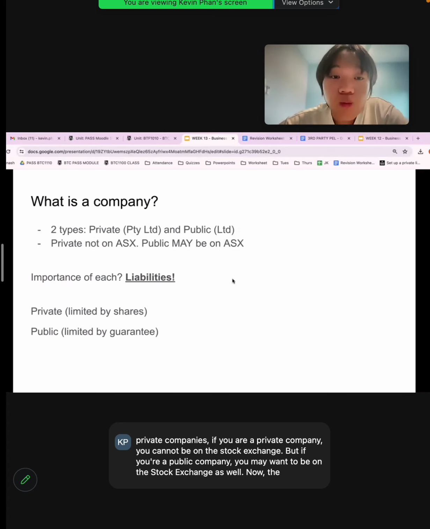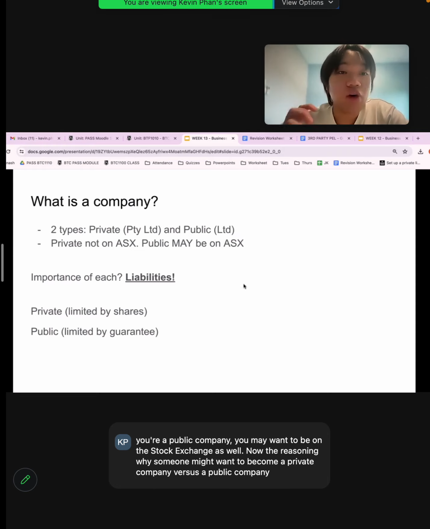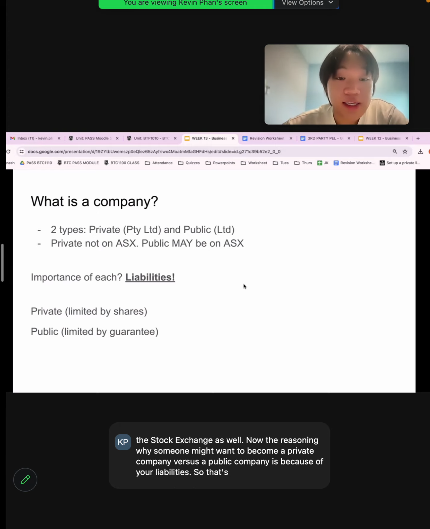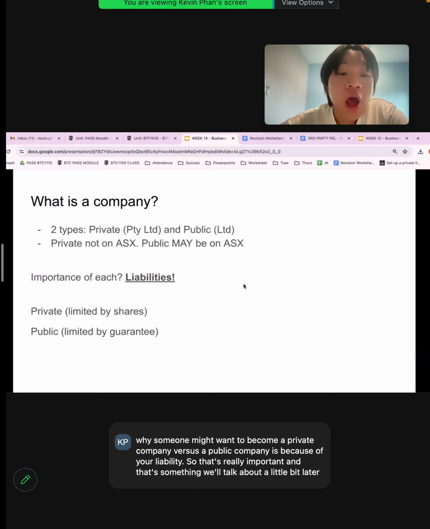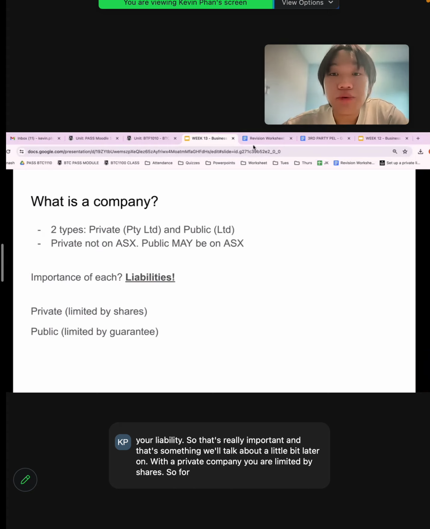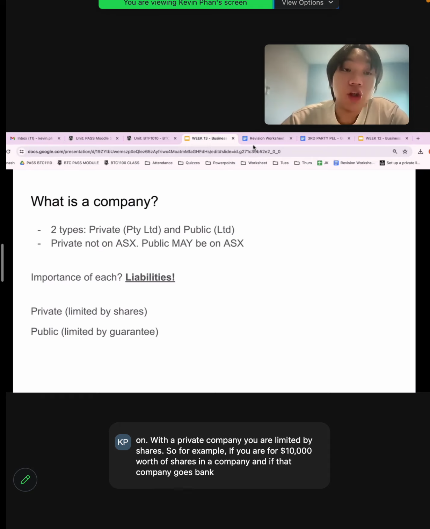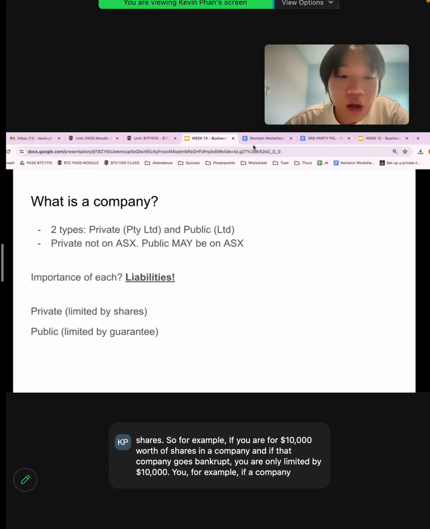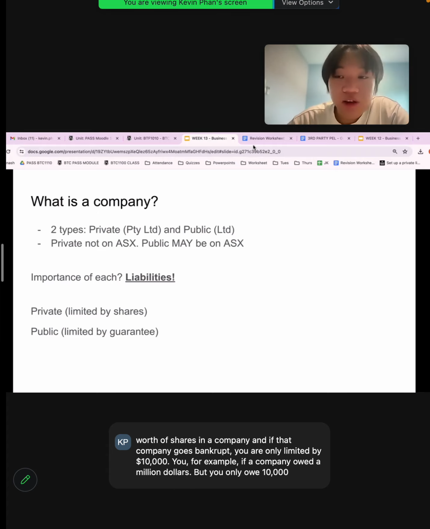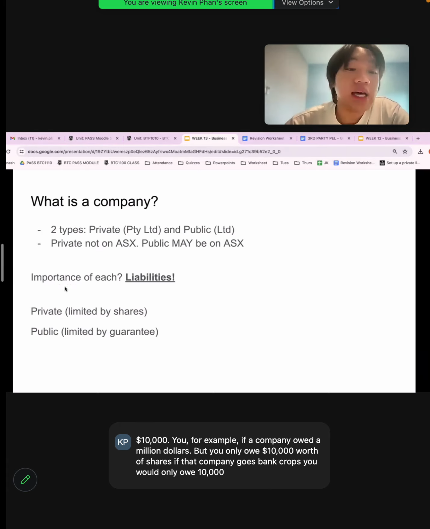Now, the reasoning why someone might want to become a private company versus a public company is because of your liabilities. So that's really important, and that's something we'll talk about a little bit later on. With a private company, you are limited by shares. So, for example, if you own $10,000 worth of shares in a company, and if that company goes bankrupt, you are only limited by $10,000. For example, if the company owed $1,000,000, but you only own $10,000 worth of shares, if that company goes bankrupt, you would only owe $10,000. So that's what a private company is.